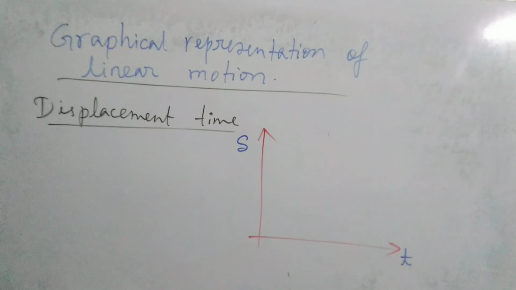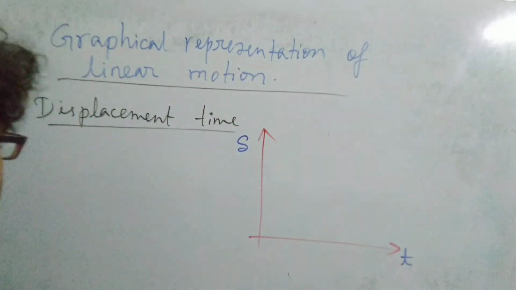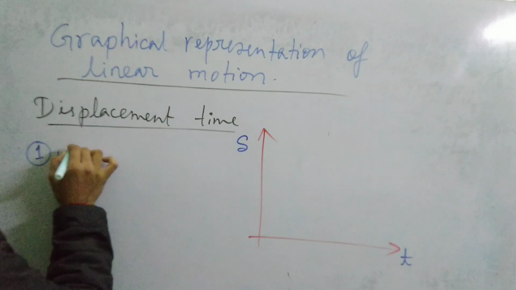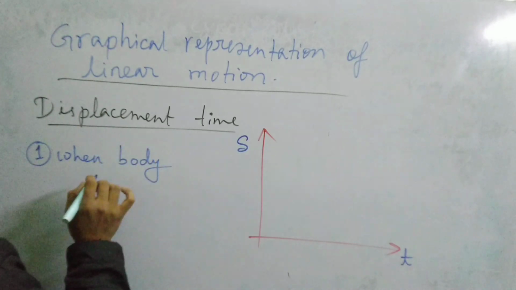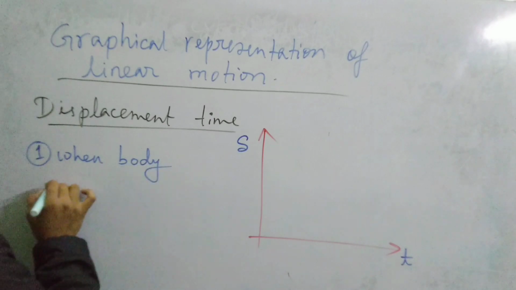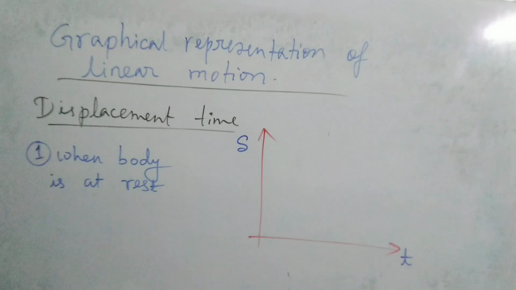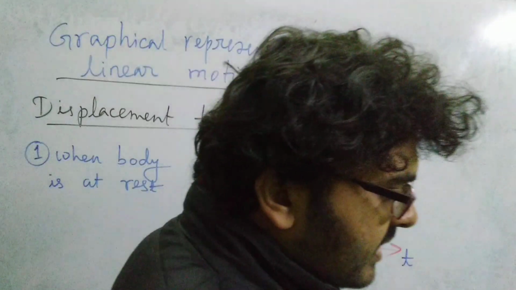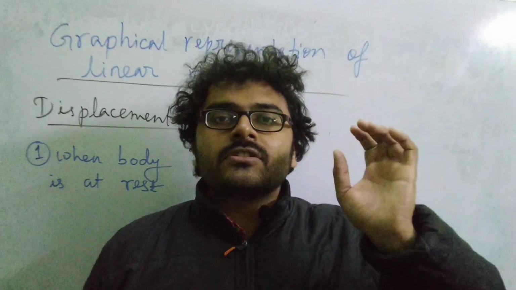Now, what cases can arise while we are discussing the displacement time graph? The first case is when the body is at rest. How will the displacement time graph look for a body which is at rest? What will be the shape of the graph? Basically, it means that the body is not changing its position. That means it has a constant displacement.